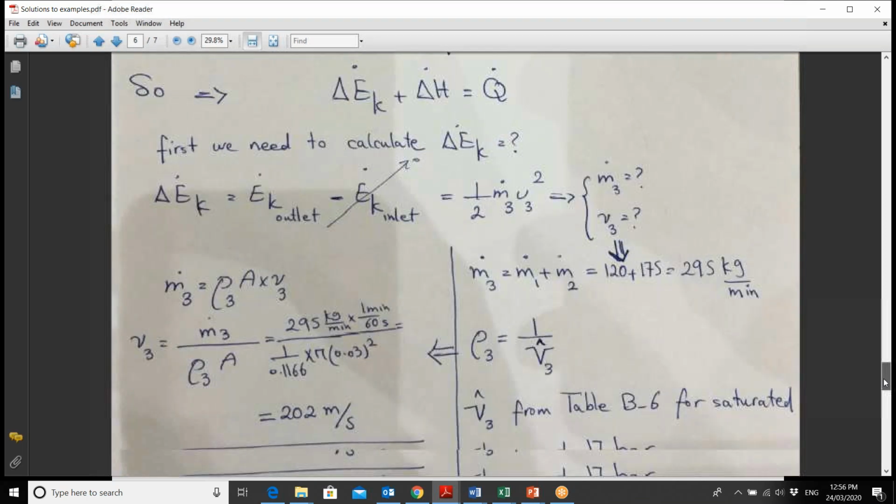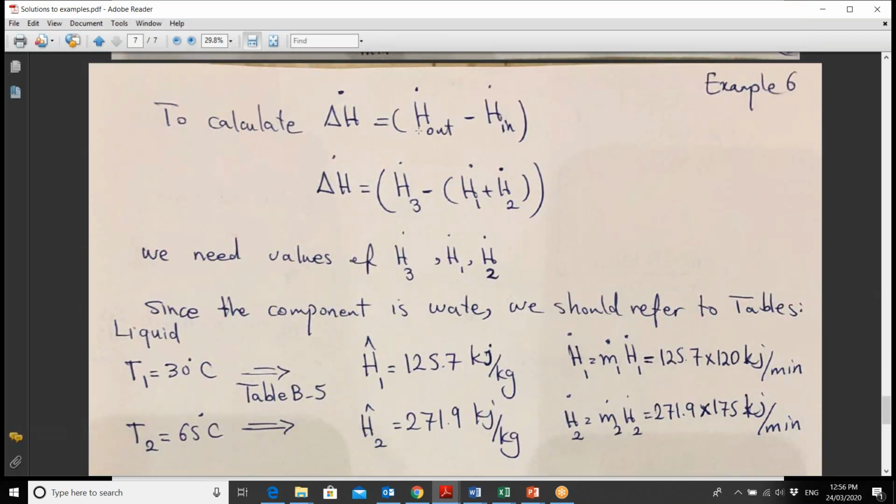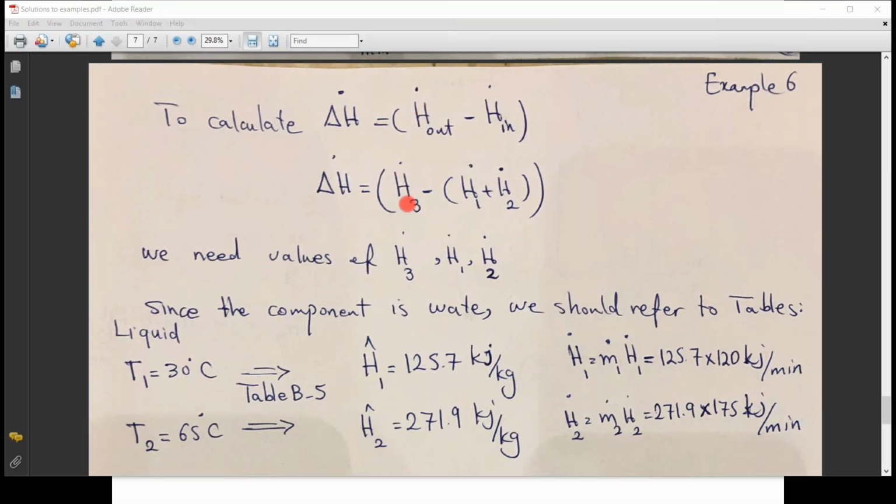How did we do that? Here. So that is H out minus H in, because we have two streams in the inlet, so we have to consider the sum of both as the H in. Okay, clear, right? So H out is the H of the saturated steam that exits the boiler, and H in is the sum of the two inlet streams that enter the boiler. If you have more than one stream from the same component, you have to add them together if they are entering the facility.